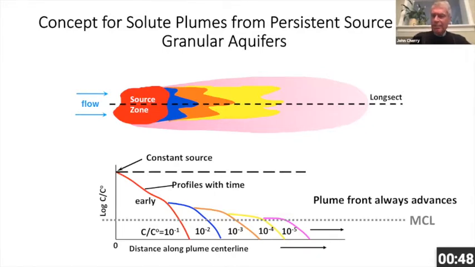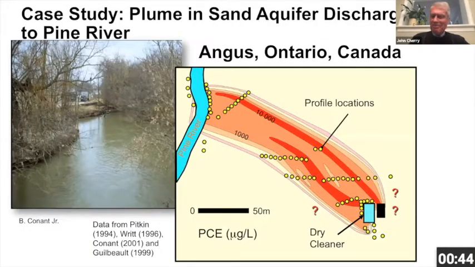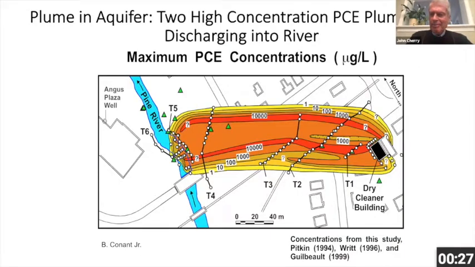So we'll go to the case study, a plume in a sand and gravel aquifer. Do you have that up on the screen? This shows a plume from a dry cleaner of perchloroethylene going into a river. And the next slide then shows how it's been monitored in detail. The plume goes into the river, but basically you can't detect it in the river.